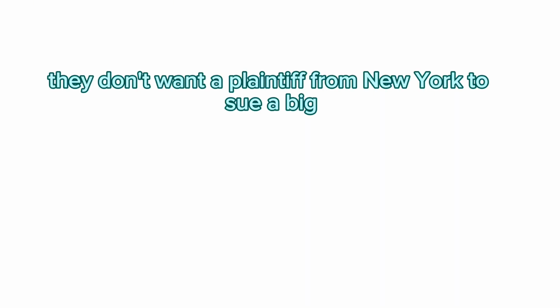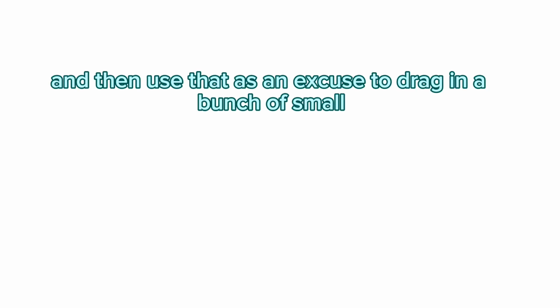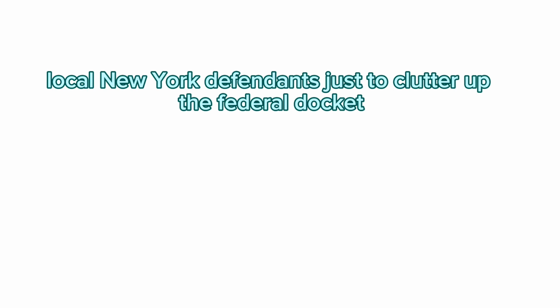They don't want a plaintiff from New York to sue a big, diverse corporation from California and then use that as an excuse to drag in a bunch of small, local New York defendants just to clutter up the federal docket. So in that car crash scenario, the claim against driver 2 gets dismissed. We call it the poison pill defendant scenario. The small claim against that second defendant ruins the supplemental jurisdiction for that specific claim. That is a headache and a half.